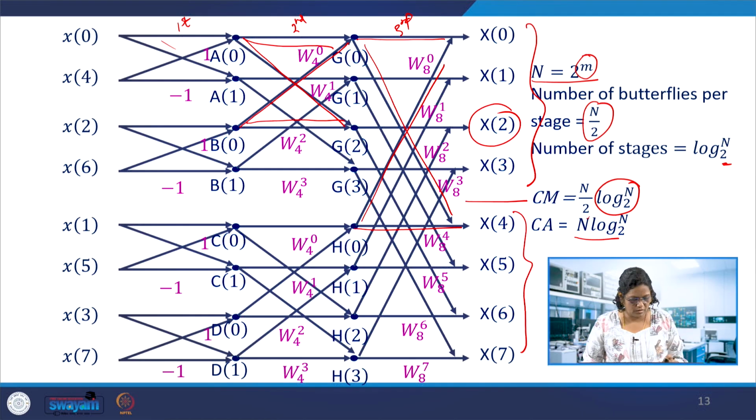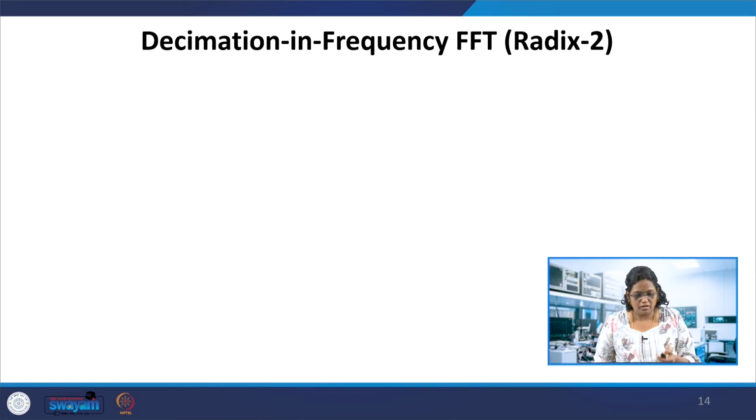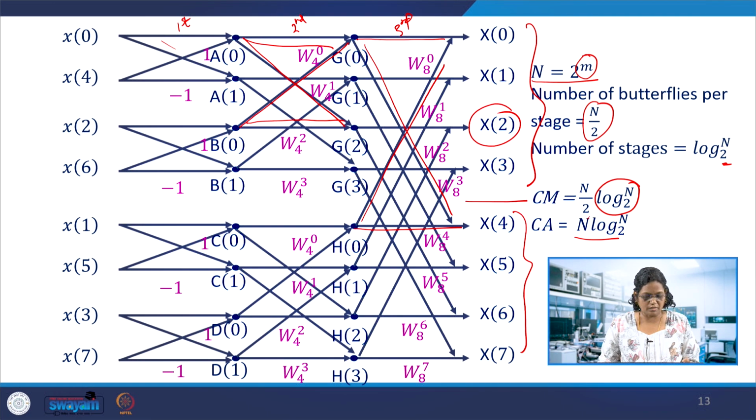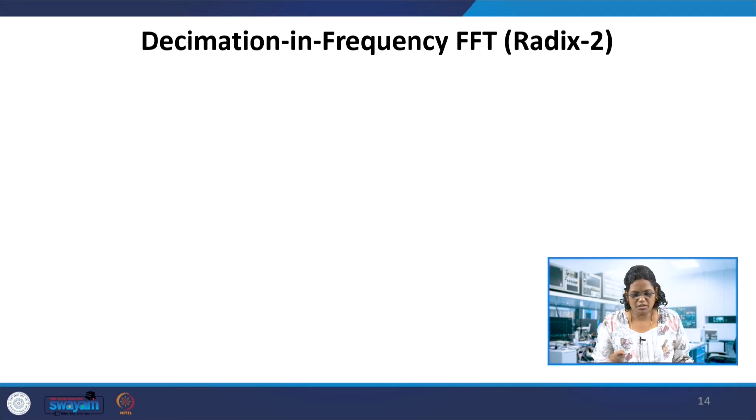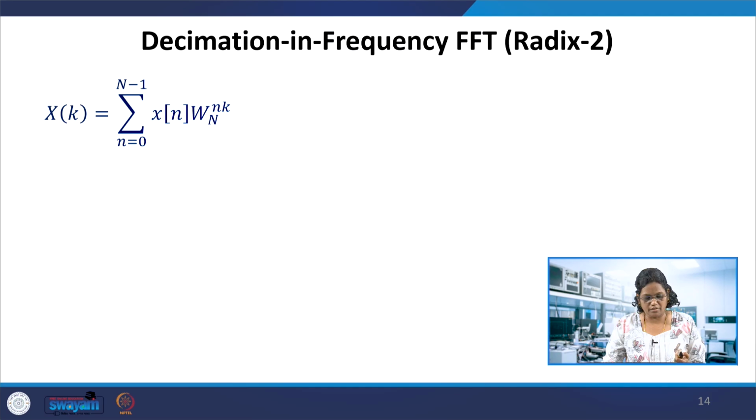In the case of decimation in time, we had bit-reversed inputs and you get the ordered k. There are FFT chips available where you just feed the samples and the chip gives the coefficients. Now we take the decimation in frequency FFT. The same radix 2 applies, and radix 3 can also be done in a similar way.